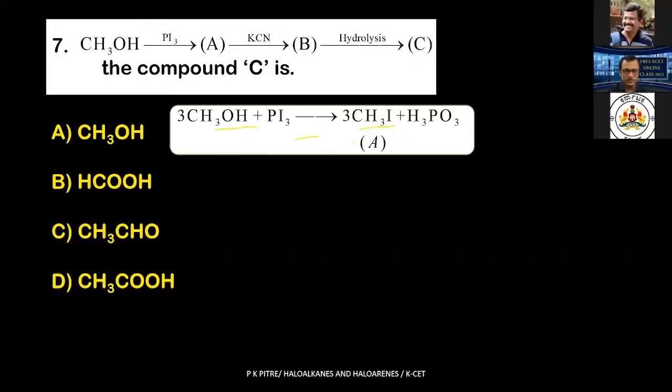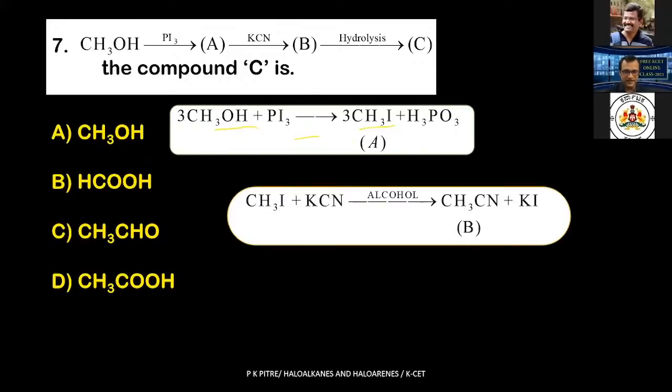Fine. This is what you will have learned in your first chapter. Now what have I done? This A is treated with potassium cyanide in the medium of alcohol. What is happening? I is getting replaced by CN. Look, this is one of the most important cases in organic chemistry. Why do we use CN? Whenever KCN is used, there is always an increase of one carbon atom in the chain. This is called ascent in series.